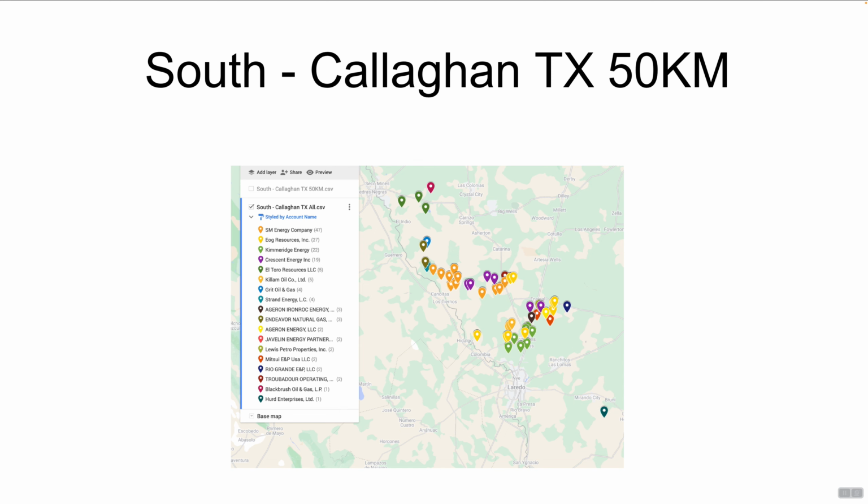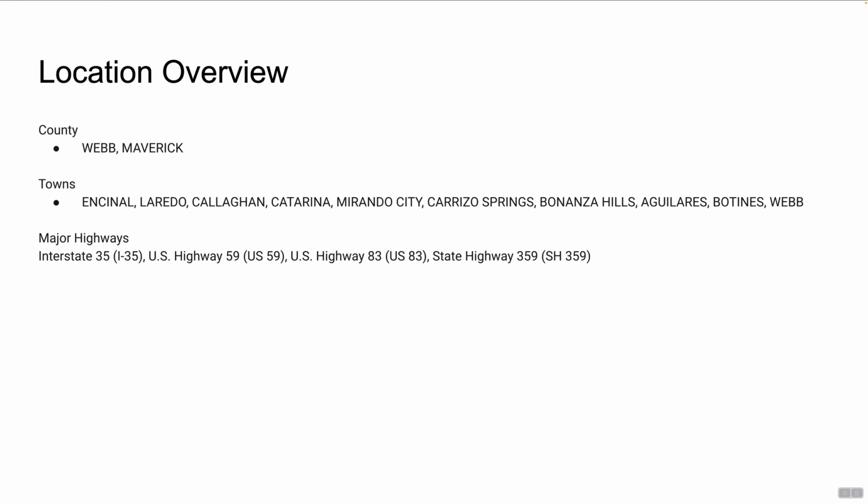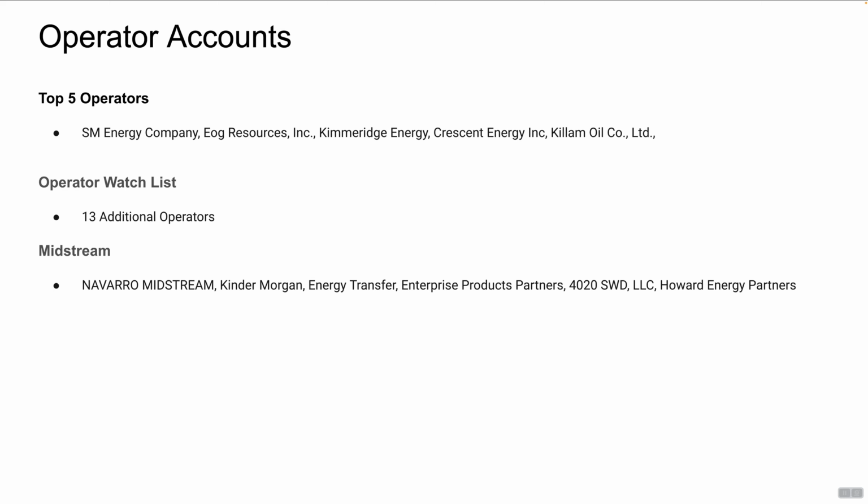And then the south part, smaller geographic area, smaller market, really two counties that we're operating in. Really looking at these are the towns and those are the highways. SM Energy, EOG, so it starts to drop off. And only 13 different additional operators to watch, and then ultimately the midstream companies. And then we just add additional resources. So that's essentially a quick overview. We structure the data around that, allowing us to segment things and get focused from a development perspective.